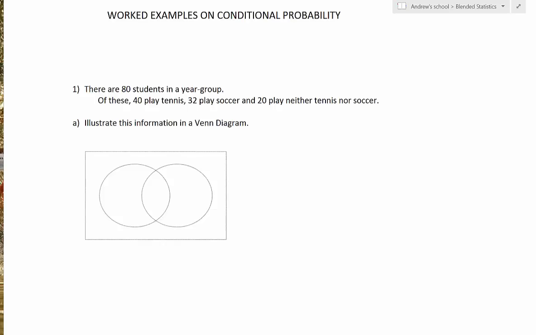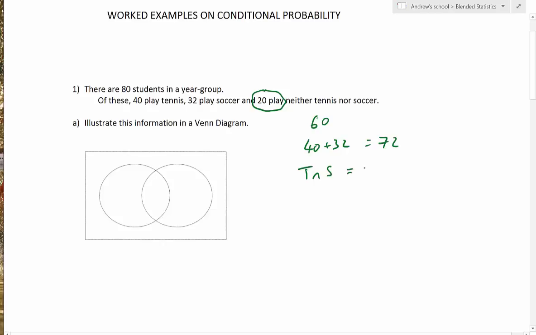Well, the key thing here is that 20 play neither. So really there are only 60 students who are playing tennis or soccer or both. But we've actually got 40 plus 32, which is 72. That means that 12 of these 72 must be double counted. In other words, the intersection, tennis and soccer, must have 12 elements in it.